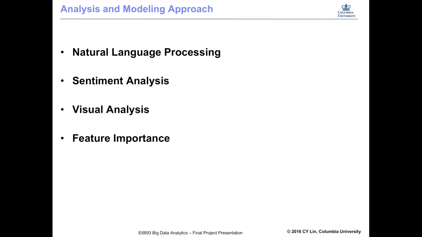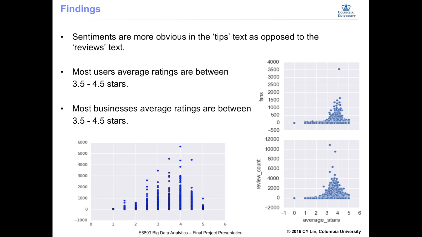Here are the analysis and modeling approaches we use, including natural language processing, sentiment analysis, visual analysis, and feature importance. And we find that sentiments are more obvious in the tips text as opposed to the reviews text. The average user's ratings are between 3.5 and 4.5 stars. The average business ratings are also between 3.5 and 4.5 stars.